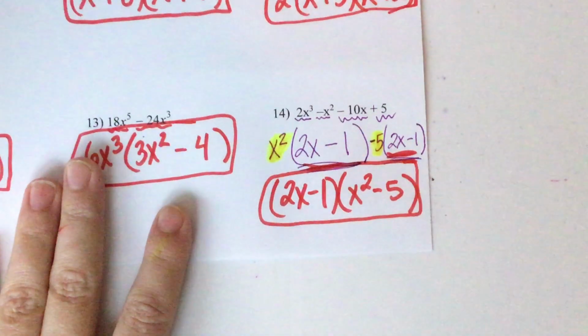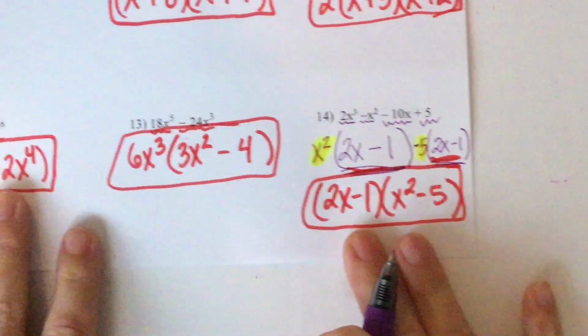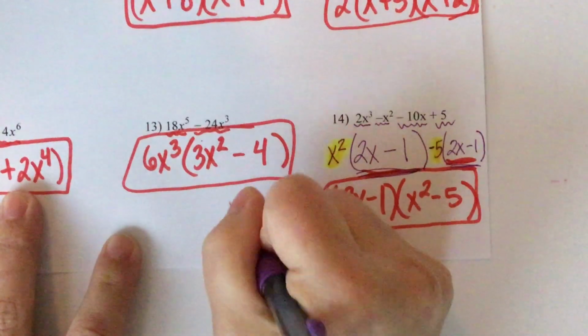So this is everything. This is all the factoring we've been doing. Hopefully, it's getting to be easier. That's all. Smiley face.